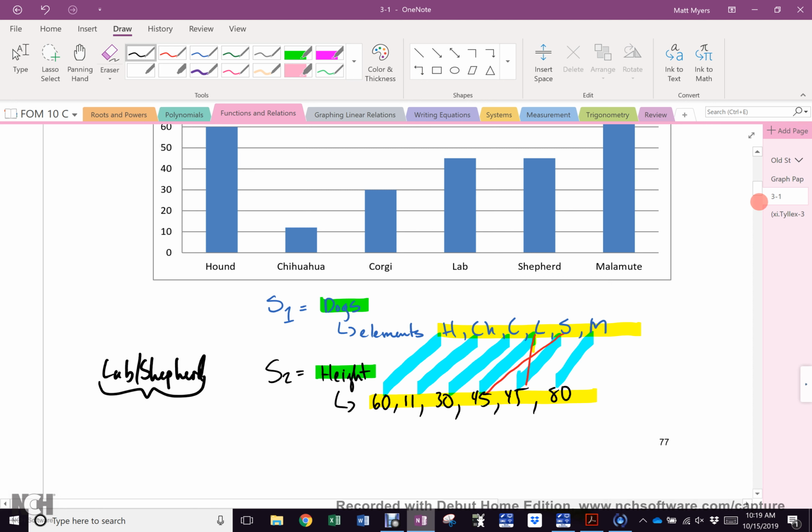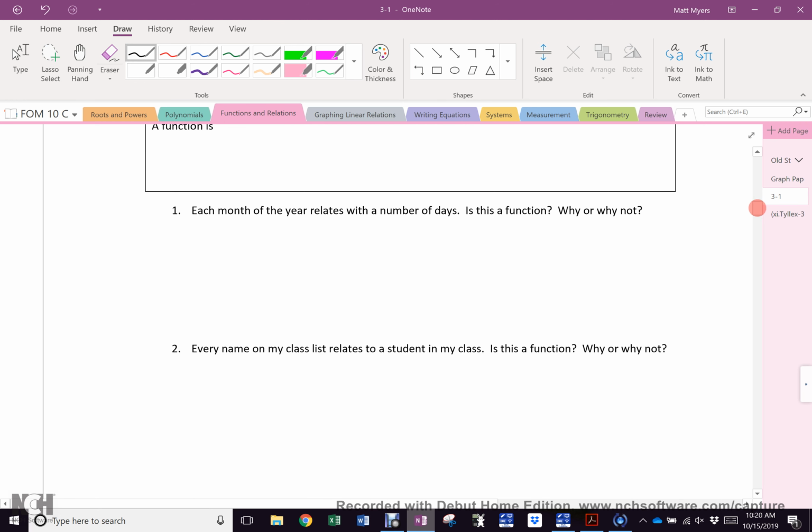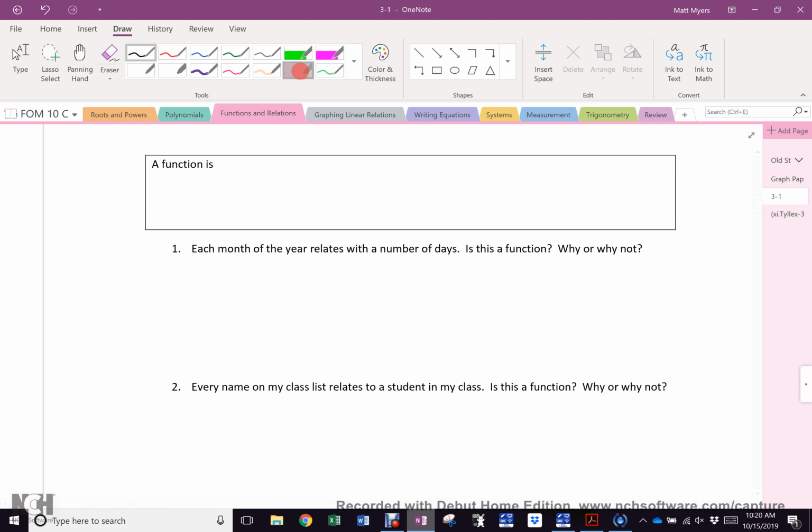Okay. So, as soon as I ask, what dog is 45, I've made a relation, right? Okay. Turn the page over. We're going to get to our next new word.